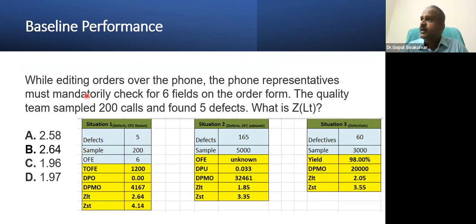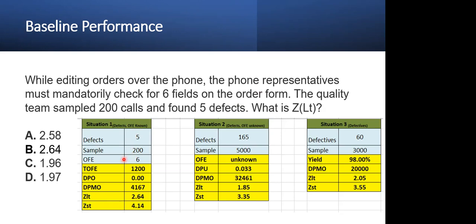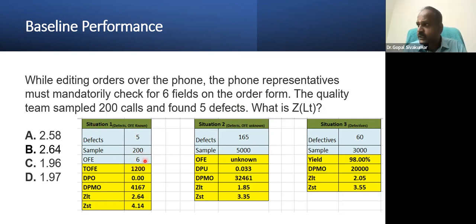Now, while editing orders over the phone, the representative must mandatorily check 6 fields on the order form. How many details he has to check? 6 details. So opportunities for error is how many? 6. So you have to use situation 1, put 6 here. Opportunity for error, you have to put 6.